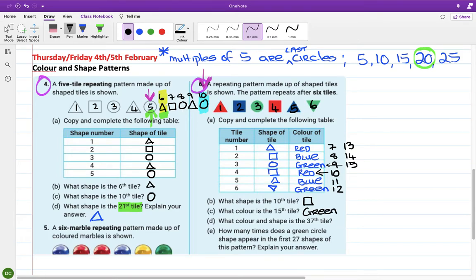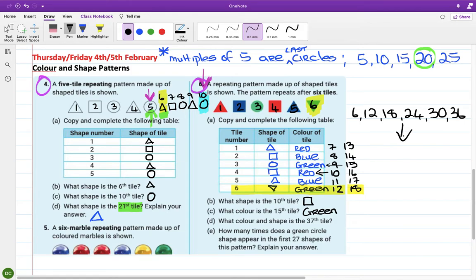Okay, so what's the color and shape of the 37th? I'm not going up to 37th, so I'm going to start looking at my pattern again. If we grab a highlighter, the 6th one is your upside down green triangle. So is the 12th, and if I continue, 16, 17, 18, so is the 18th. So the 6th, the 12th, the 18th. What would be next? They're multiples of 6, so the 24th, the 30th, the 36th.